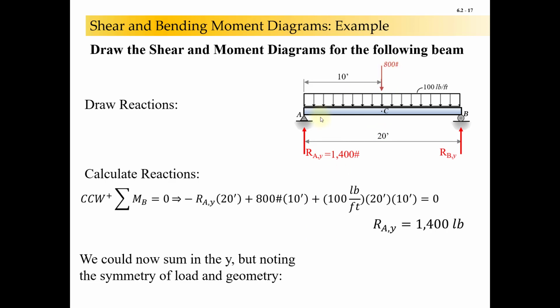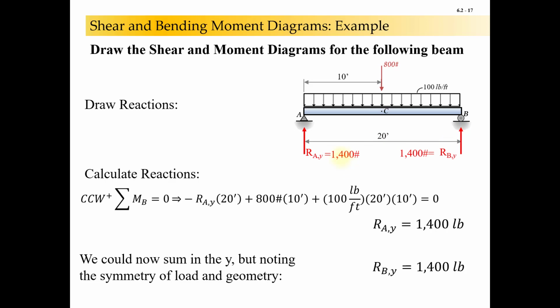I got 800 pounds in the middle. I've got 100 pounds per foot over the entire length. That's 1,400. That one's also 1,400. As a matter of fact, since this was all symmetrical, I really didn't even need to do the moment equation. I could have just said that 20 times 100 is 2,000 plus 800 is 2,800 divided by 2, half each side, 1,400, because it's loaded symmetrically and the geometry is symmetric.